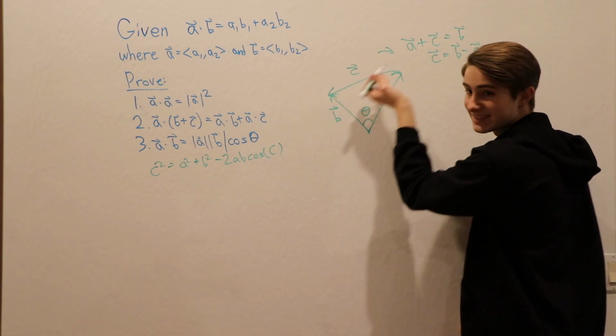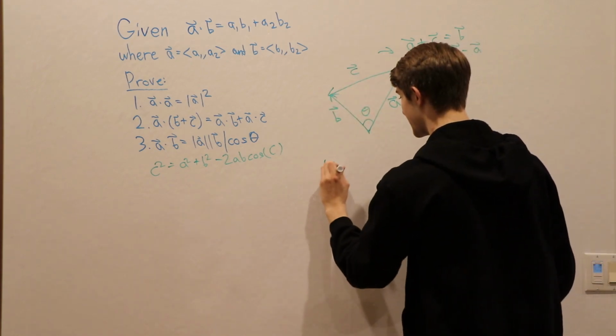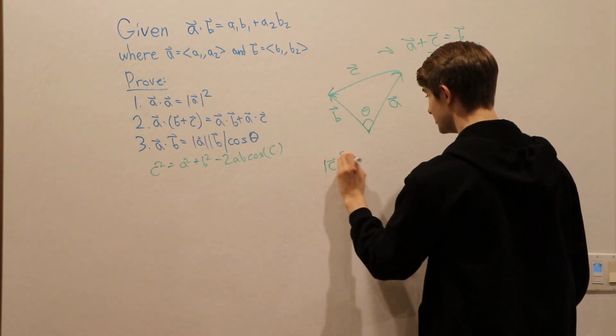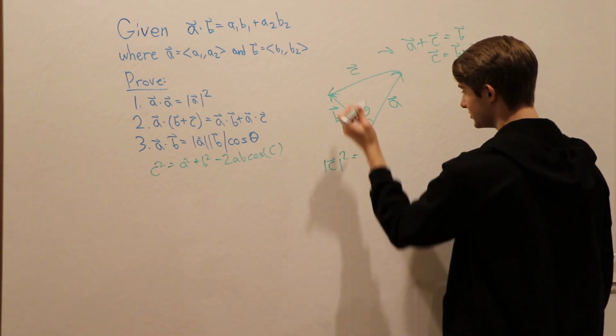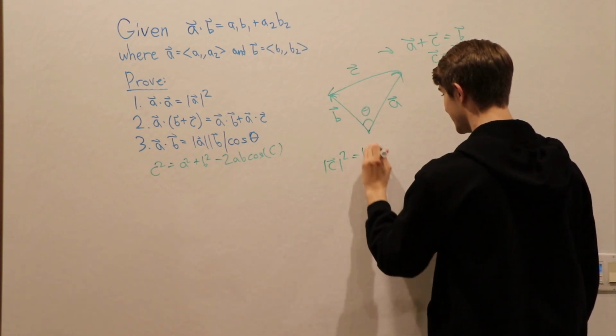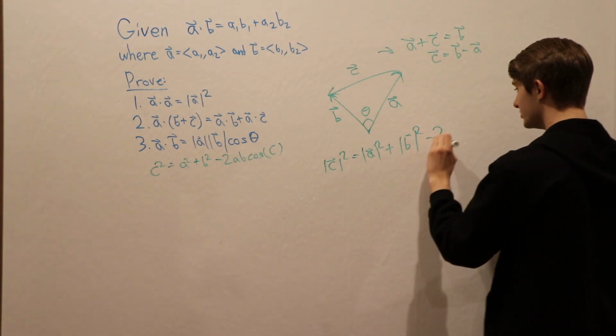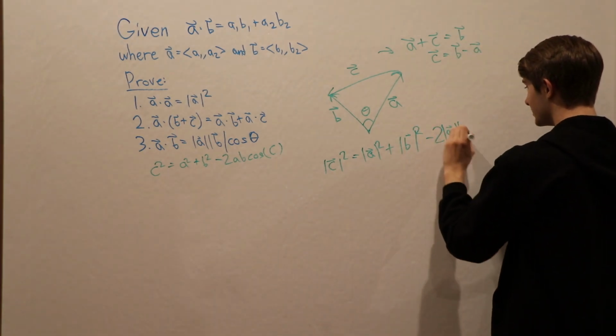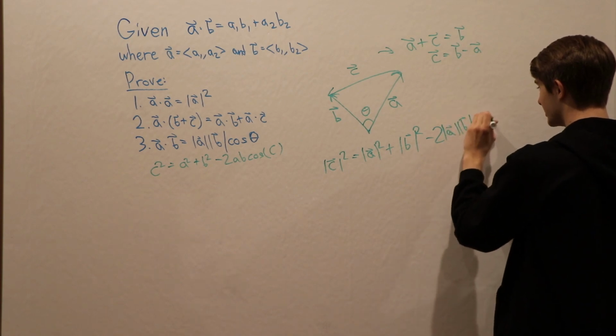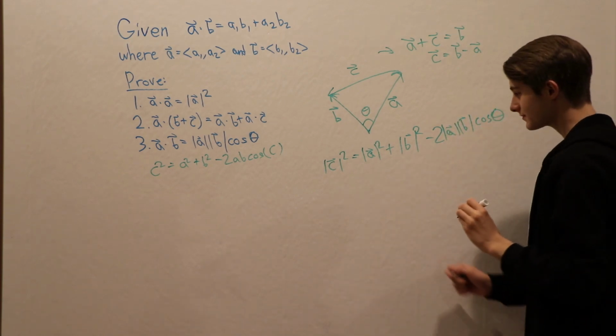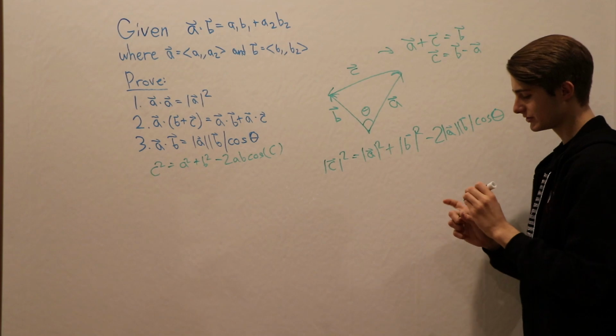So first we want C squared. Well, the length of this side, C, is just going to be the magnitude of C. So we have the magnitude of C squared equals, and then we do the same thing for the other two sides. Magnitude of A squared plus the magnitude of B squared minus 2 times the magnitude of A times the magnitude of B times cosine theta. And now we can start to simplify things.